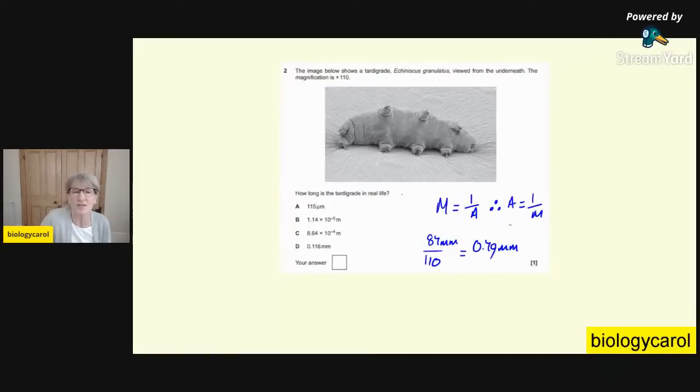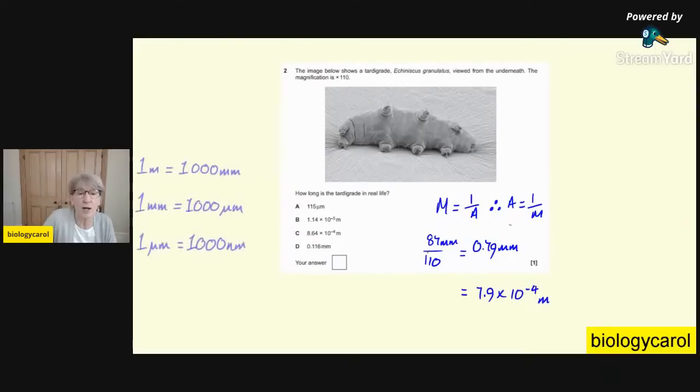And then I looked at all the answers, and suddenly I'm realizing that it's hardly about the calculation. It's actually about understanding all of these different units and what they mean. So I'm going, well, the number that's closest is C, but I need to make sure that this is right. 0.79 millimeters does end up being 7.9 times 10 to the minus 4 meters. And so I plumped for C, and I'll show you that in a minute.